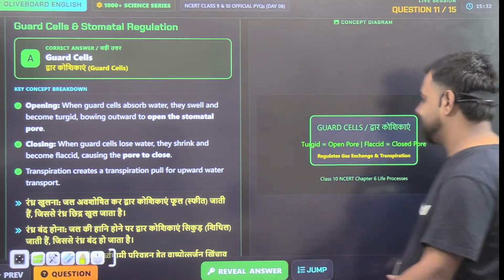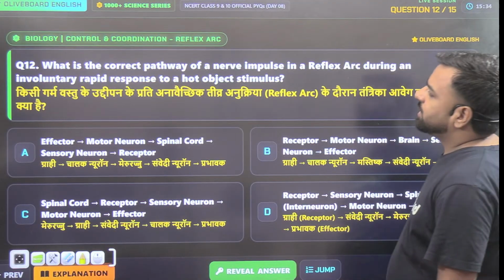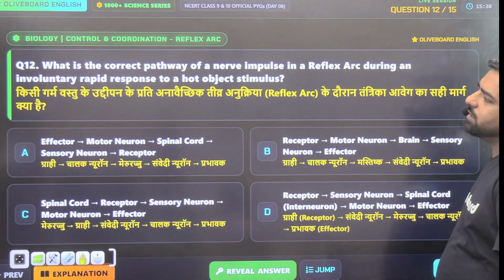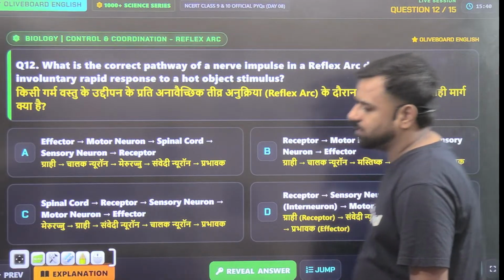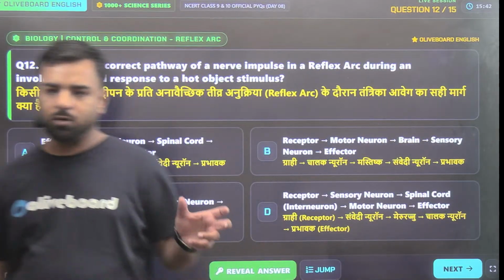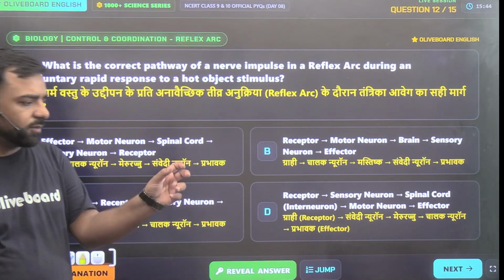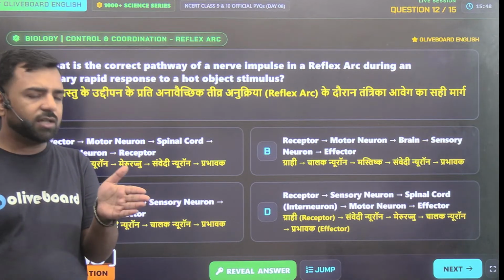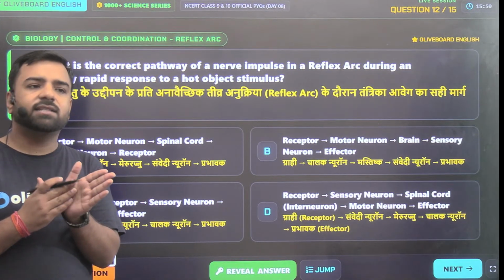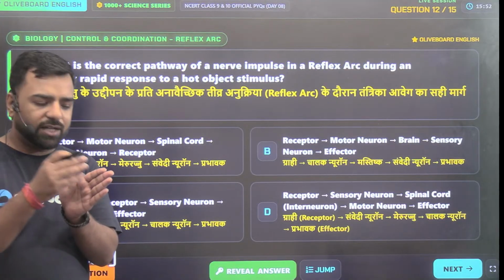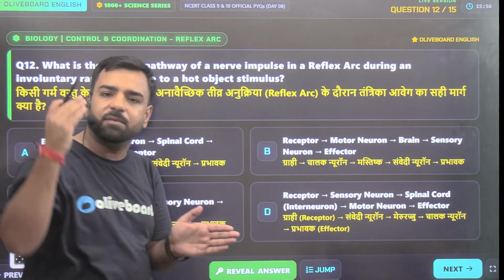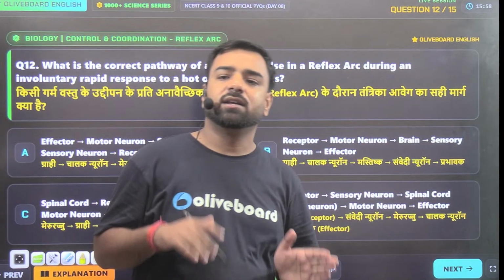Done. Next. What is the correct pathway of a nerve impulse in a reflex arc during an involuntary rapid response to a hot object stimulus? So let's say I have touched a hot water bottle. If I touch the hot water bottle, what will happen? My fingers won't be able to understand what it is. So here, this is the area that has sensed something, right? So it will sense and it will take the signals towards my central nervous system. It might be brain, it might be my spinal cord.